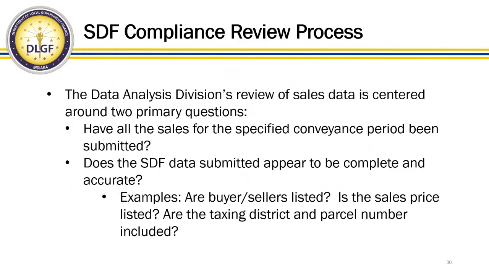Those questions are, has the county submitted all the sales for a specified conveyance period? In other words, when we're in January or February of next year, we're going to be asking, did the county provide us with all their sales that occurred in 2021? And also, we are seeking to answer the question of, does the data that the county has submitted to us appear to be complete and accurate?